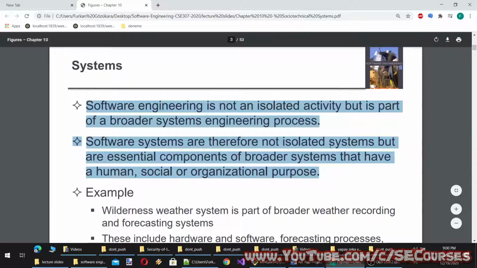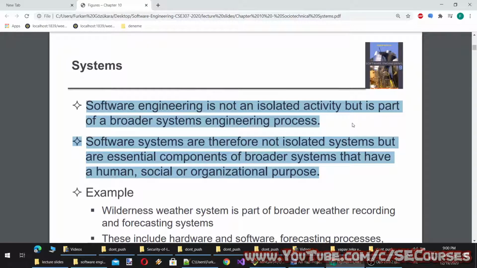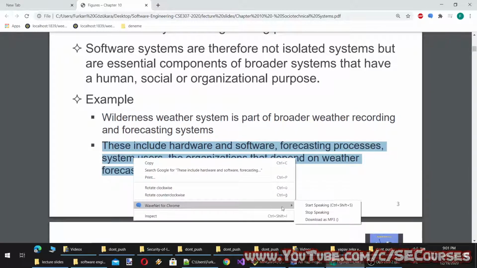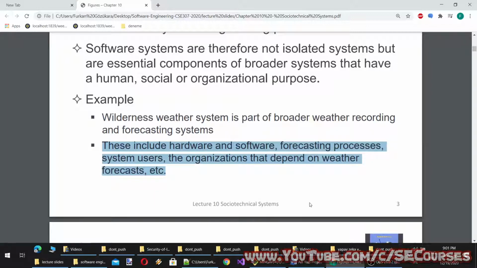Software engineering is not an isolated activity but is part of a broader systems engineering process. Software systems are therefore not isolated systems but are essential components of broader systems that have a human, social, or organizational purpose. Okay, so for example, Wilderness weather system is part of broader weather recording and forecasting systems. These include hardware and software, forecasting processes, system users, the organizations that depend on weather forecasts, etc.